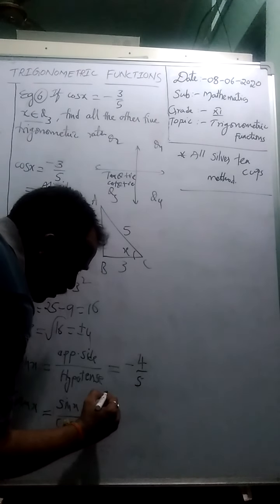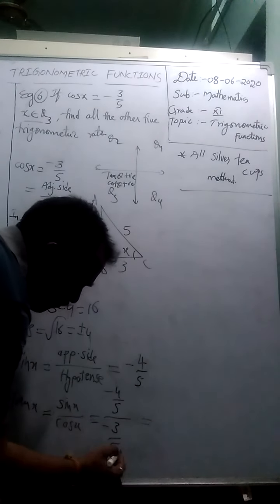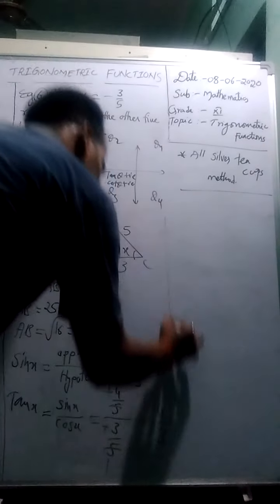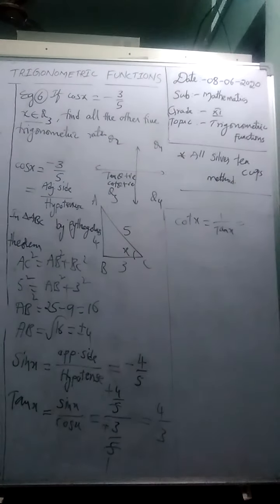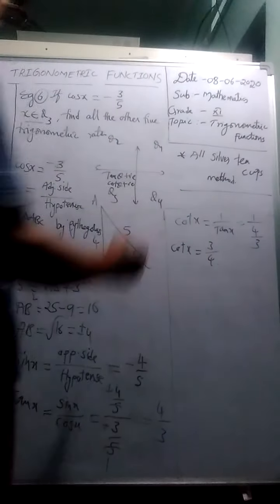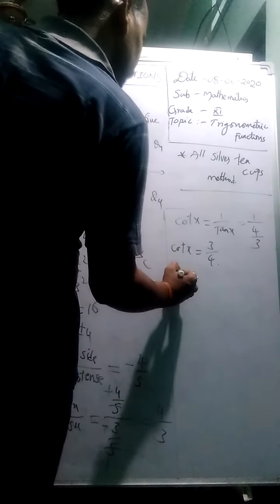So sin x value we know is minus 4 by 5, and just now we got cos x value, which is minus 3 by 5. So tan x is 4 by 3. As we know, in the third quadrant tan and cot are positive. Since cot is reciprocal to tan, we can write 1 by 4 by 3. So cot x is also positive because it is in Q3. In Q3, as we discussed in the All Silver Tea Cups method, it is positive.